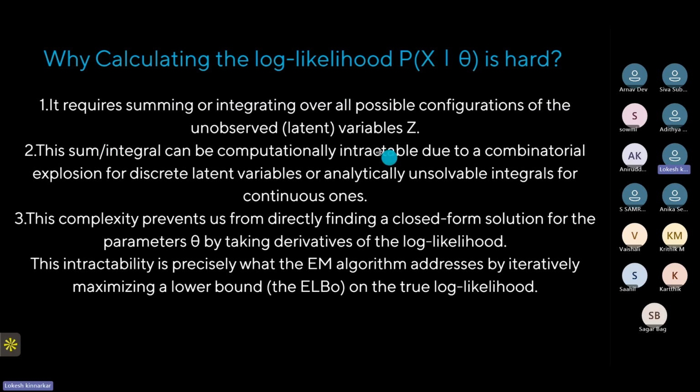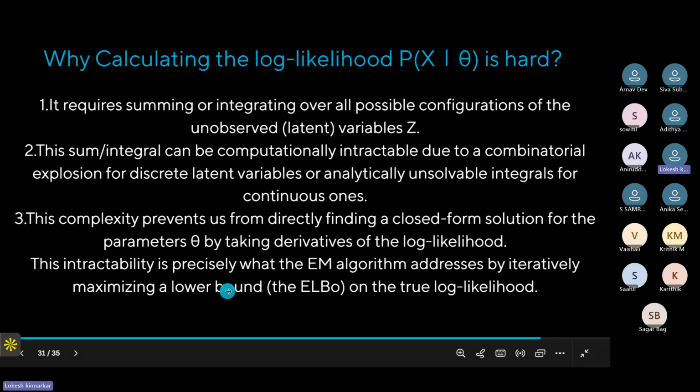So this is what I was trying to say. It is summing or integrating over all possible configurations of the variable z. The sum or the integral can be intractable due to a combinatorial explosion for discrete latent variables, or unsolvable if it is a continuous integral. So this complexity prevents us from directly finding a closed form solution for the parameters by taking the derivatives of the log likelihood. So this intractability is what the EM algorithm is addressing, and it addresses it iteratively by maximizing the lower bound on the true log likelihood.